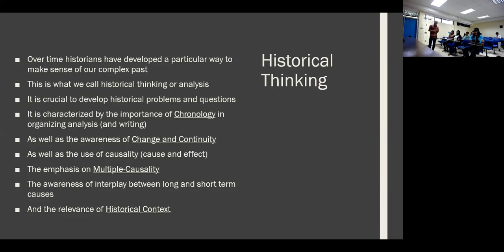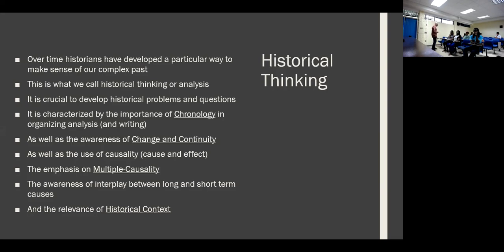Emphasis on multiple causalities. So it's not just the relationship between cause and effect, but especially we are concerned with multiple causality, multiple causes to explain a historical event. As you can imagine, this applies to any discipline. The interplay between long and short-term causes is also important. That's another thing that you need to think of as students of the past.